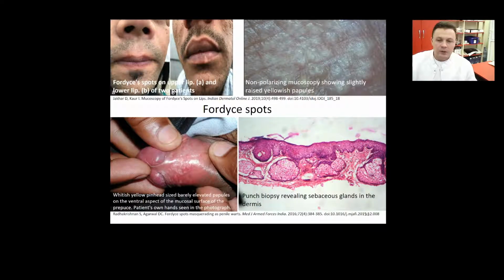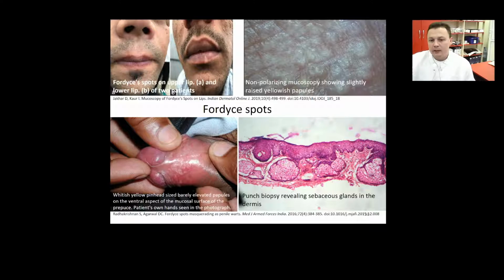Fordyce spots are heterotopic sebaceous glands that can occur in the vermilion border of the lip, within the oral mucosa, on the penile shaft, usually the ventral surface, the scrotum, the areolar region of the breast, and the labia minora. Fordyce spots in the oral mucosa are very common. Biopsy of the lesions revealed ectopic sebaceous glands consistent with the diagnosis of Fordyce spots.